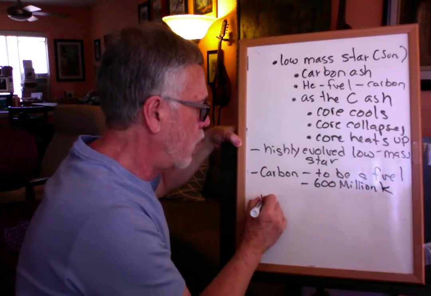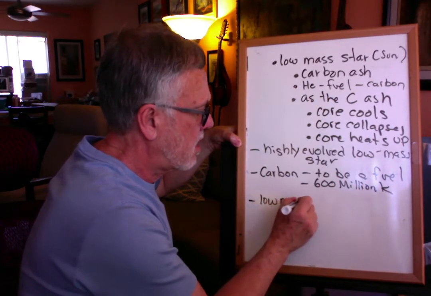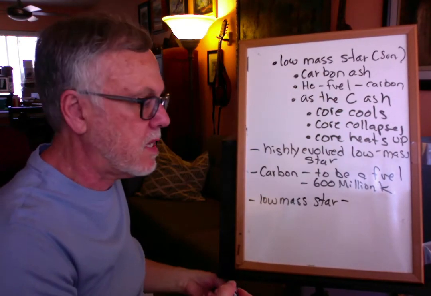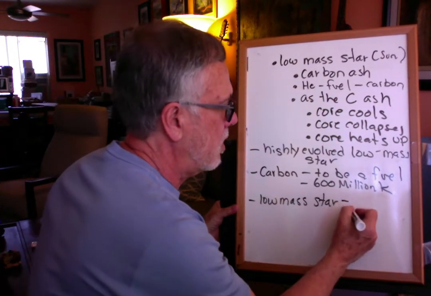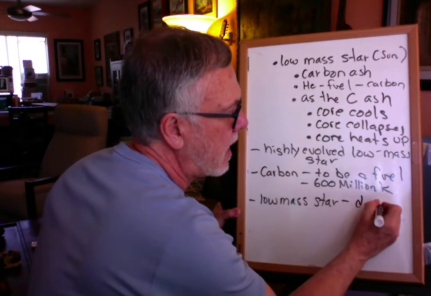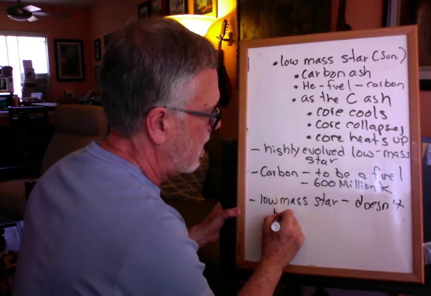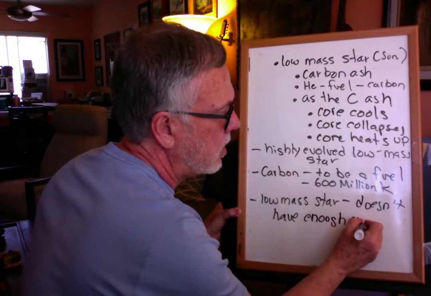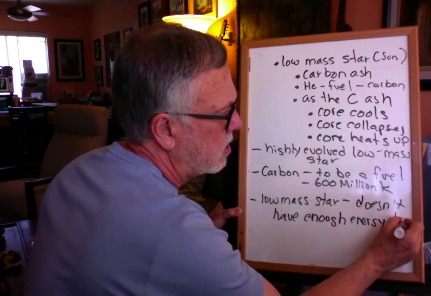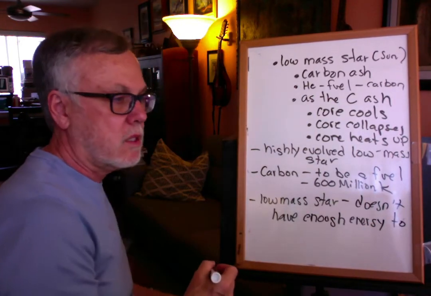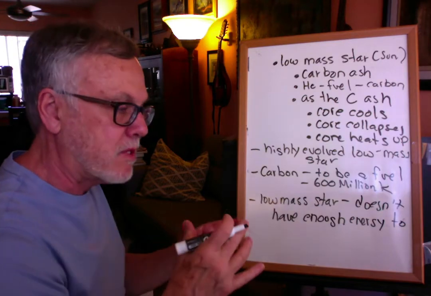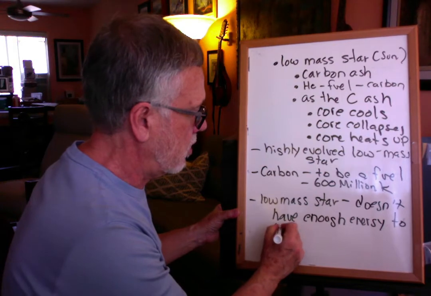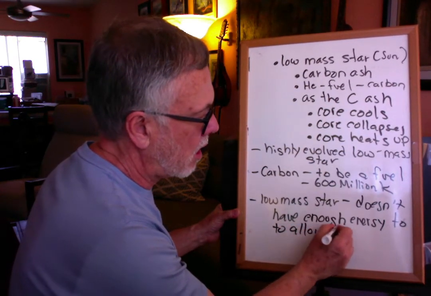But a low mass star has only so much money in the bank, so to speak, in gravity energy. So a low mass star doesn't have enough energy to cause this collapsing down to stop. So it doesn't have enough energy to allow carbon to be a fuel.